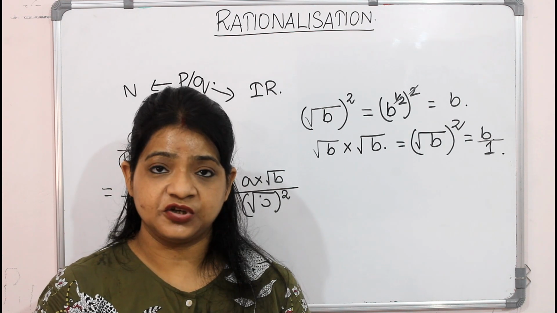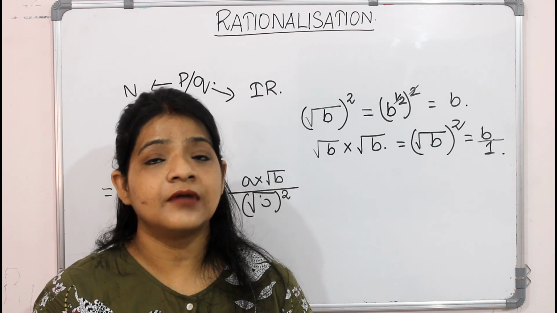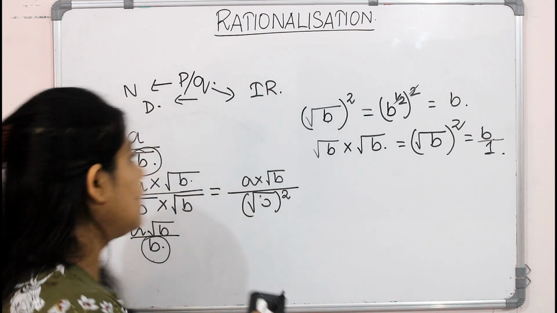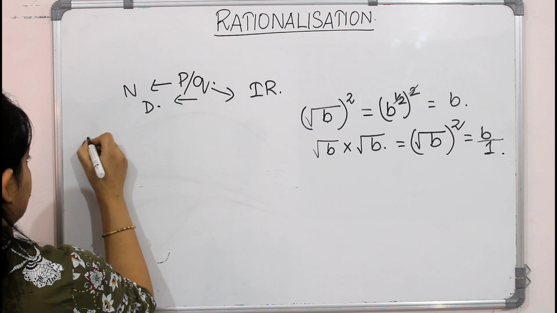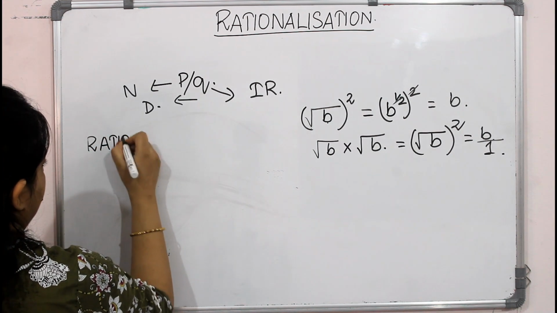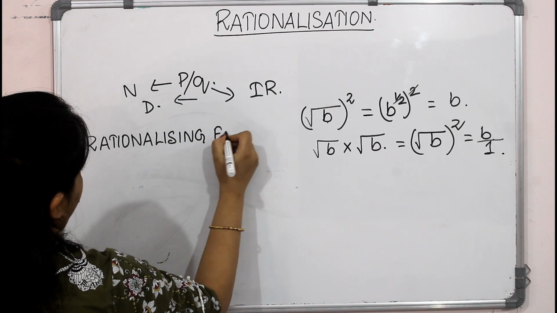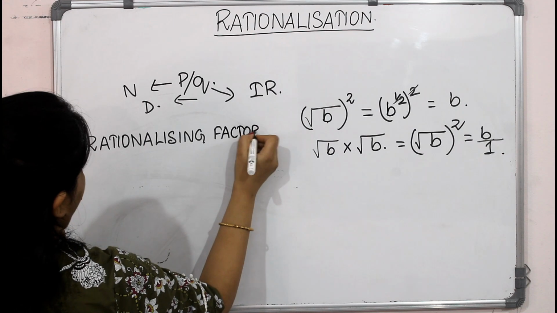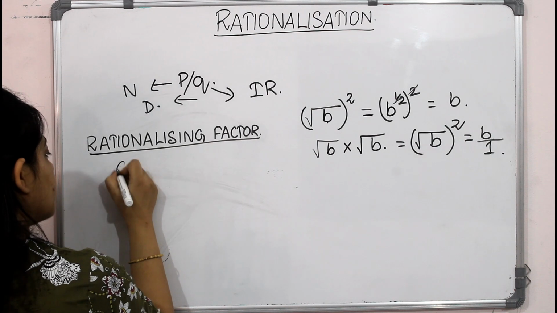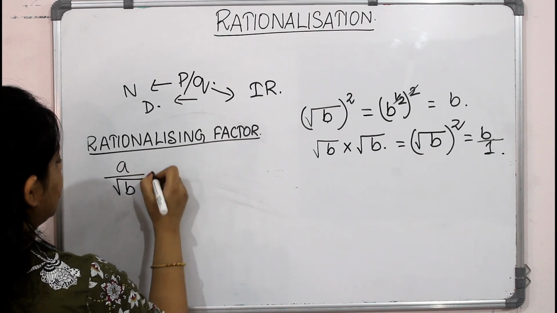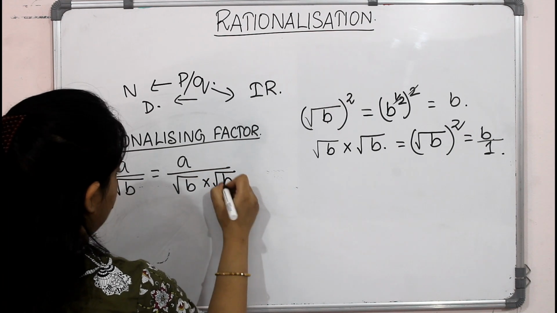Now with rationalization we will study another term, that is rationalizing factor. So what is rationalizing factor? Suppose this is a number a by root b. So you are converting this into a into root b by root b into root b.